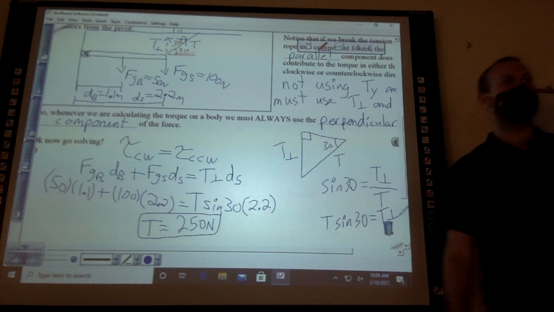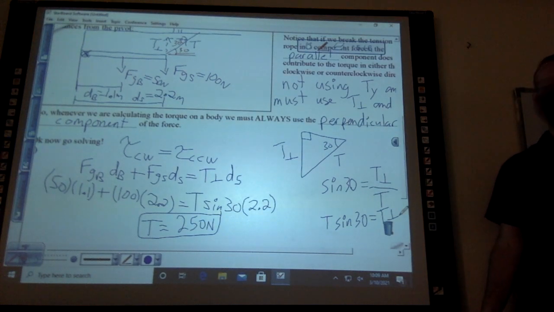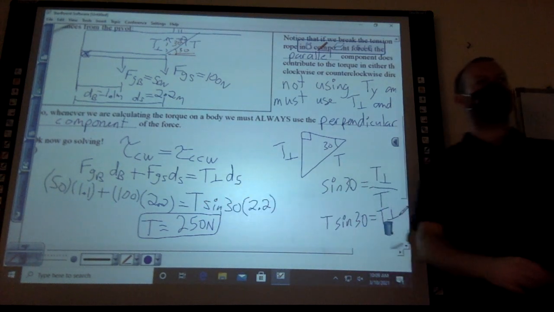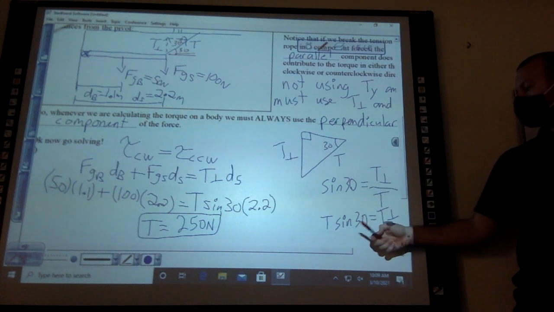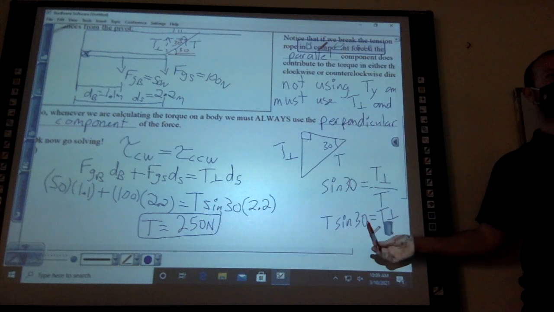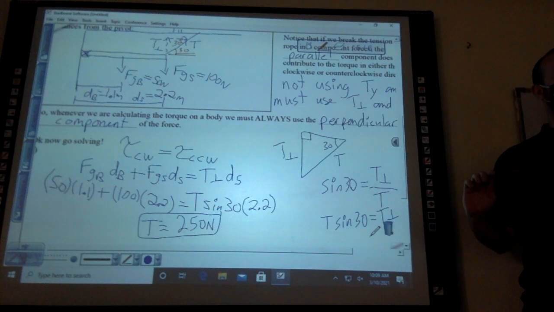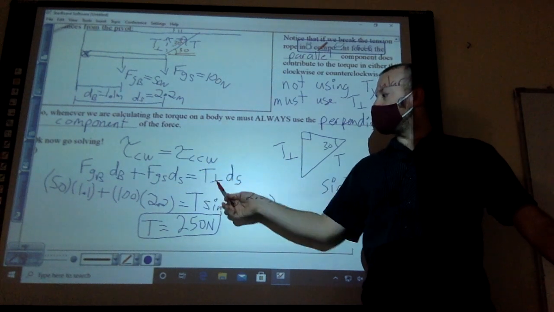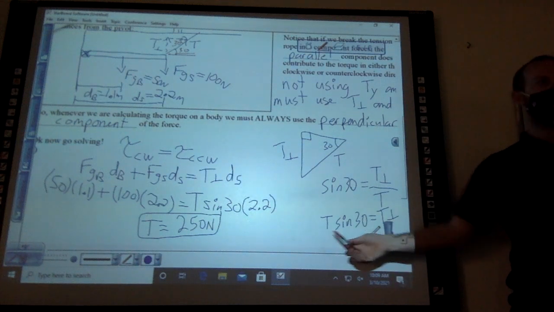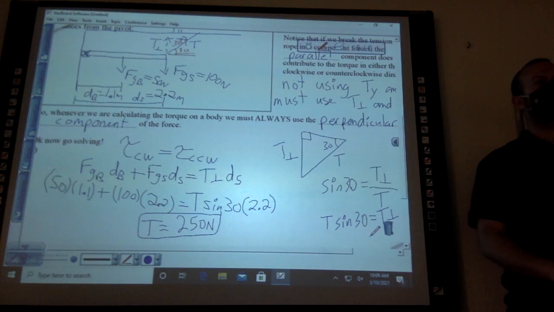No, and that's what we're solving for. T times sine 30 is equal to T perpendicular. Not sine 30 by itself. So I substituted in for T perpendicular this equation, because I wanted to solve for T.